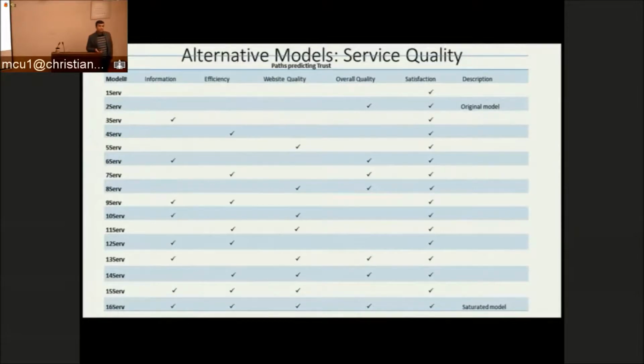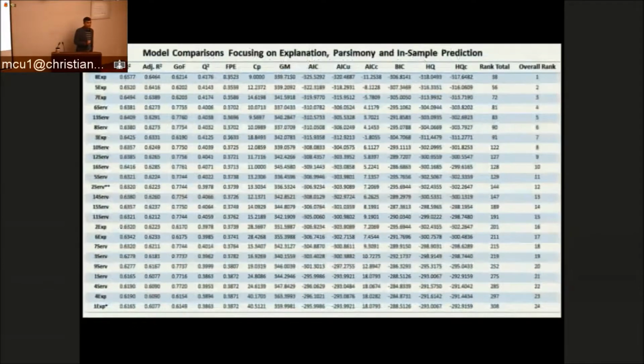So in essence, I have this bunch of 24 different models, different structures, if you will, and I'm going to put them into a race. I'm going to say, which of these structures works best for explanation? Which of these structures works best for prediction of trust? And that is the question that I'm going to ask. So this looks very threatening, I know, but in reality, it's a very simple table to follow. What I've done here is that I have ranked all these 24 models.